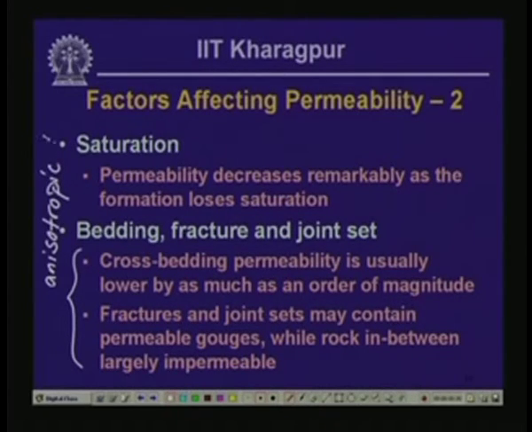Anisotropic K. So, both these aspects lead to anisotropic K. In other words, K is going to be different along the fracture sets rather than in comparison with the value of K in a direction which is perpendicular to the fracture sets, and same is true in case of bedding planes.